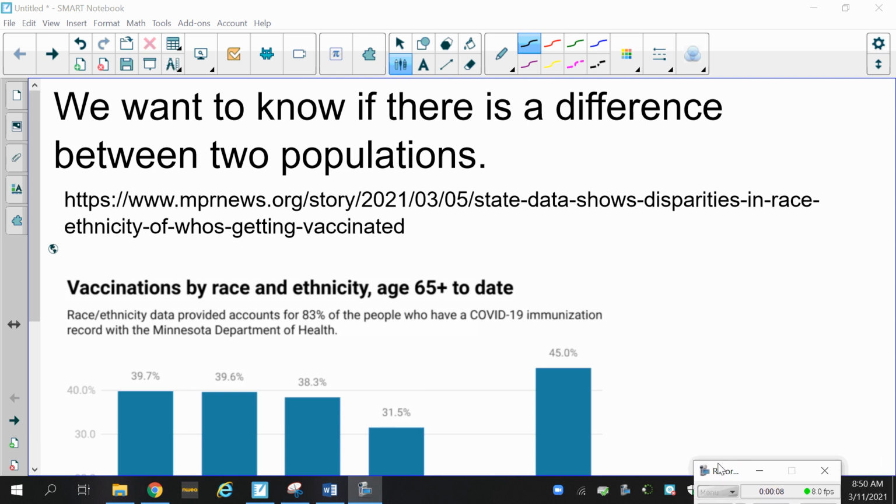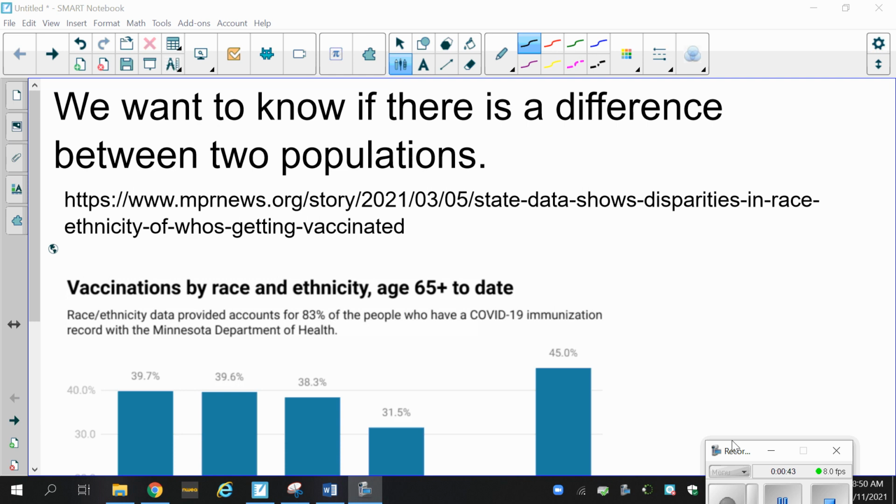Today, I would like to talk about the first part of our new unit, which is two-sample inference. So we're going to start with two samples where we find a proportion from each sample and we find the difference between those proportions. Now, the purpose of this is to identify if there is a difference between two independent populations.